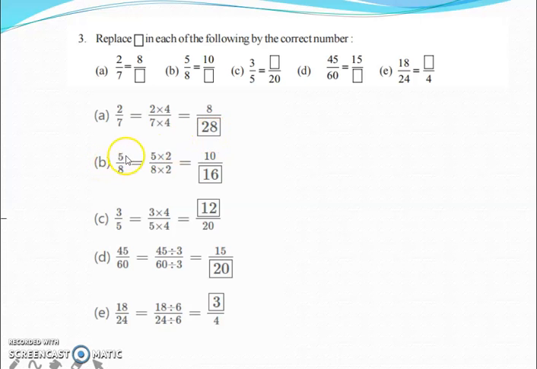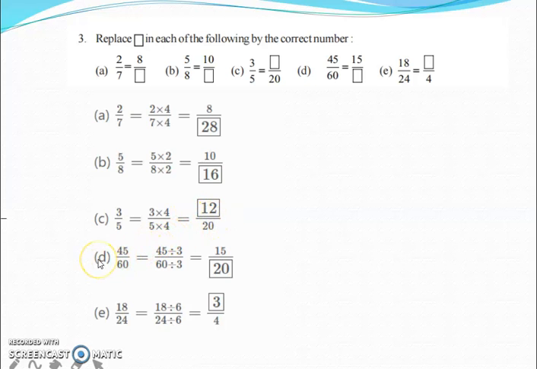Okay, B1 5 upon 8. Here also they gave the numerator 10. 5 twos are 10, so 8 twos are 16. Next, C1 3 upon 5. Here they gave the denominator 20. If we multiply this 5 by 4 we get 20. Here they gave the numerator 3, so 3 fours are 12 is the answer.